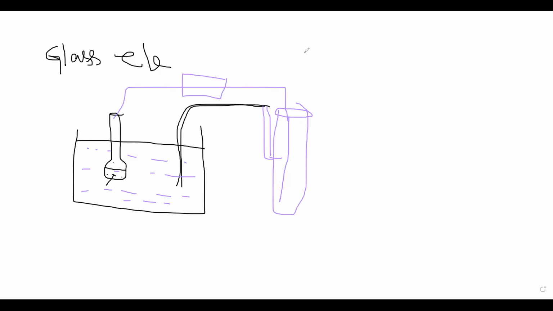Okay, here we know that there are 3 layers. One is mercury, the middle layer is mercurous chloride, and the top layer is KCl. All this is KCl. This is the top layer. There are three layers in this one.